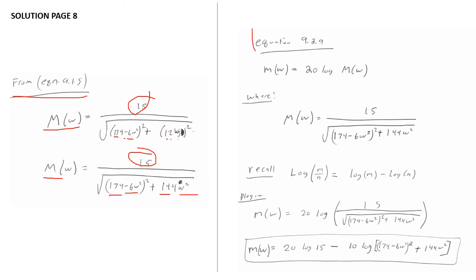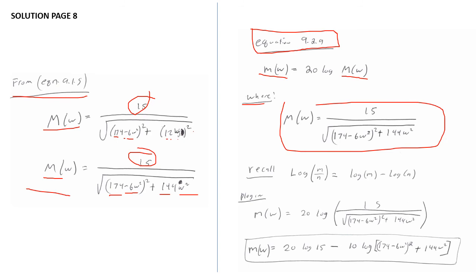So now we can go to equation 9.2.9, where M of omega, which is one of the things we have to obtain, is equal to 20 times the log of our M of omega from this relationship over here, which we can copy over. It's given here, found previously from equation 9.1.5. So now we recall the general rules for a log when we're dealing with a quotient. The log of some fraction m over n is equal to the log of the numerator minus the log of the denominator. So we can plug into this relationship now.